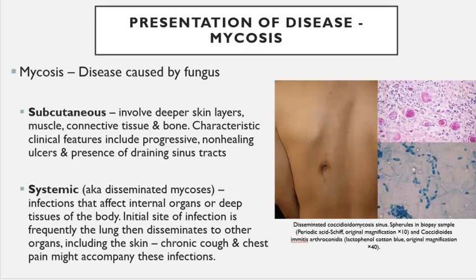Systemic infections, or disseminated mycosis infections, are ones that affect internal organs or deep tissues of the body. The initial site of infection is frequently the lungs, and then it disseminates to other organs, including the skin. Chronic cough and chest pain might accompany systemic infections.